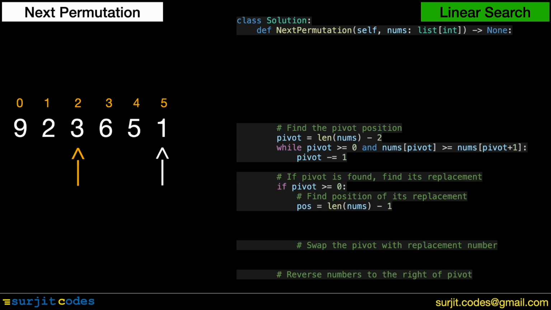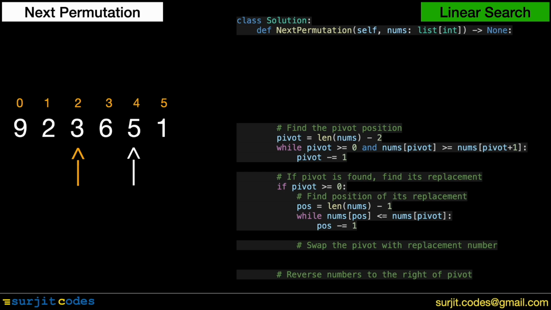which can replace it. For the replacement process, we start with the last digit and we run a loop that continues while the number is less than or equal to pivot. Note that we cannot stop at the equal numbers because replacement of equal numbers with each other does not give a new permutation. We find that 1 is smaller than 3, so we reject it because the replacement of 3 with 1 will decrease the number.